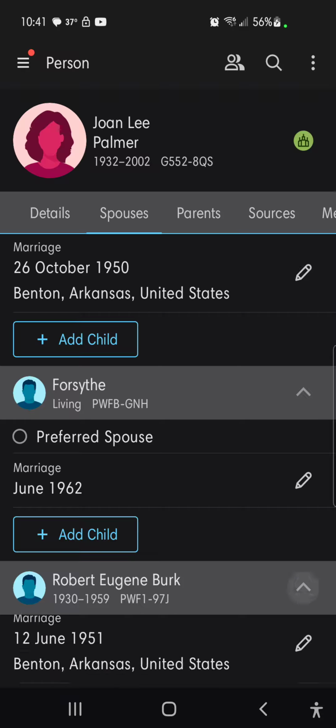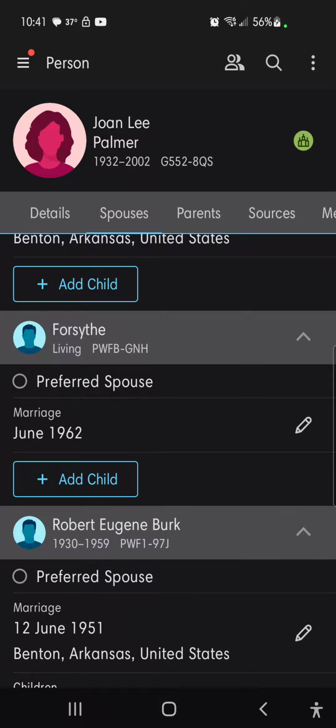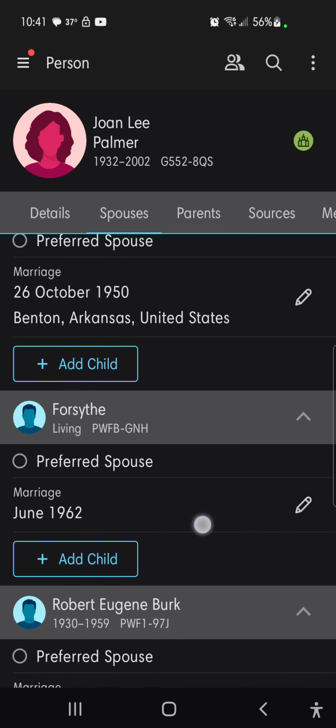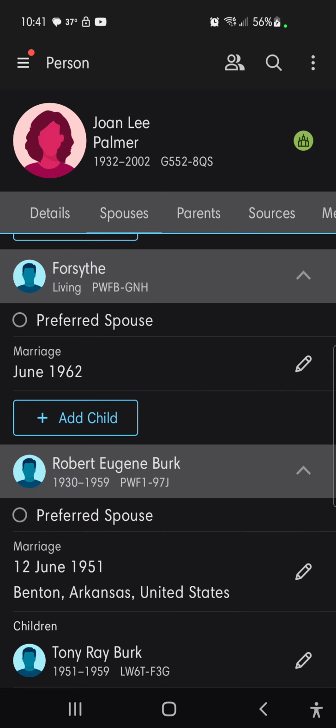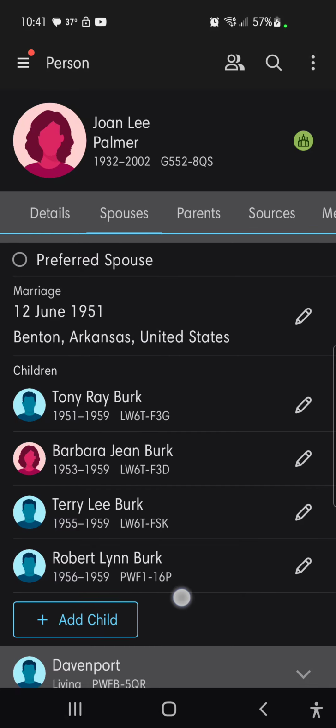The next marriage we see is her marriage. Oh, I see. I thought these were chronologically ordered. Somehow they're not. So she got divorced in December of 1950 from Mr. Stein. And then in June of 51, she married Mr. Burke. They had these children, and then all of them died.